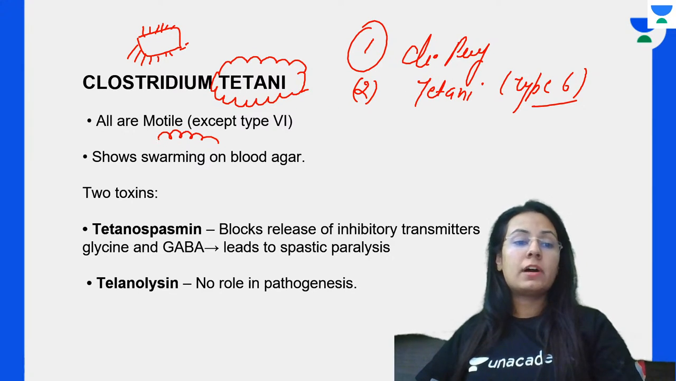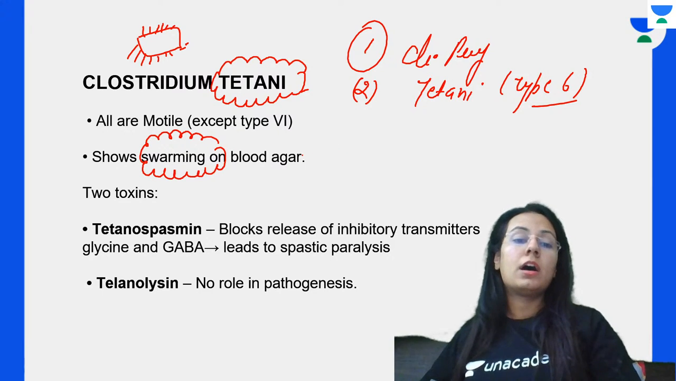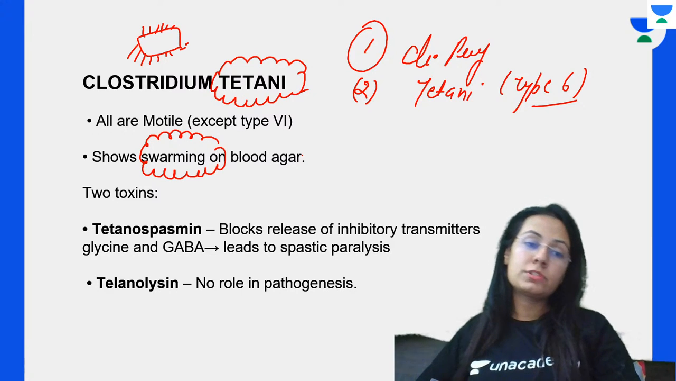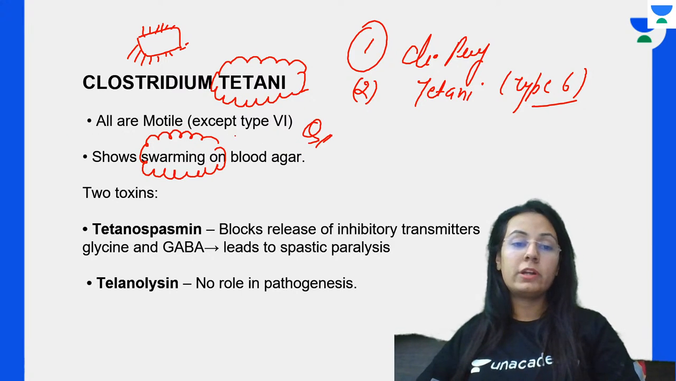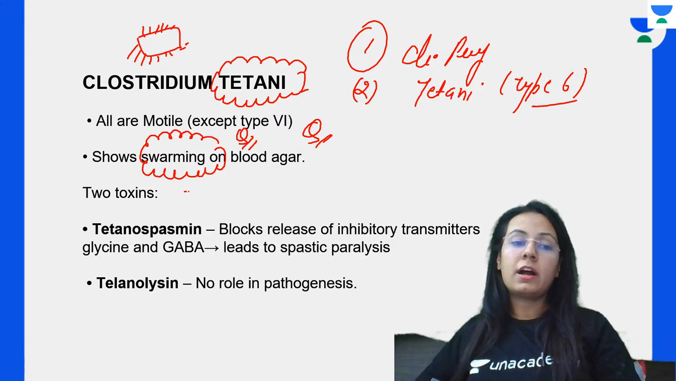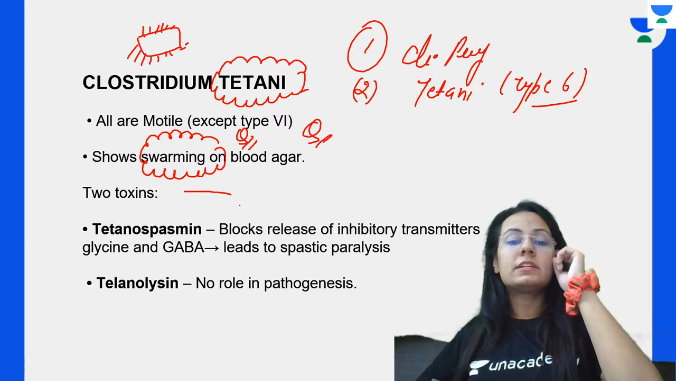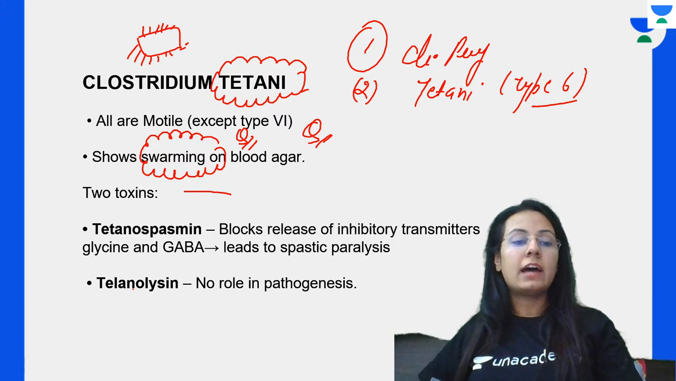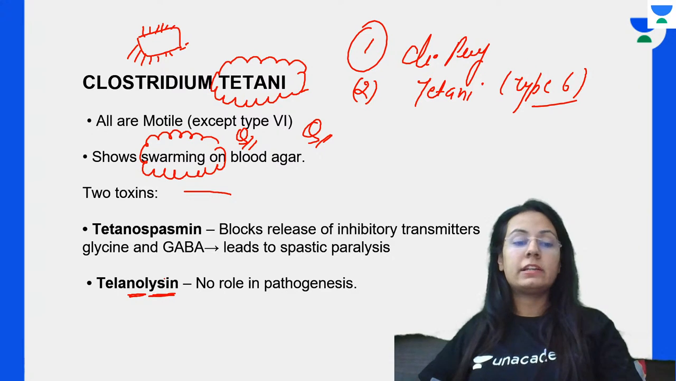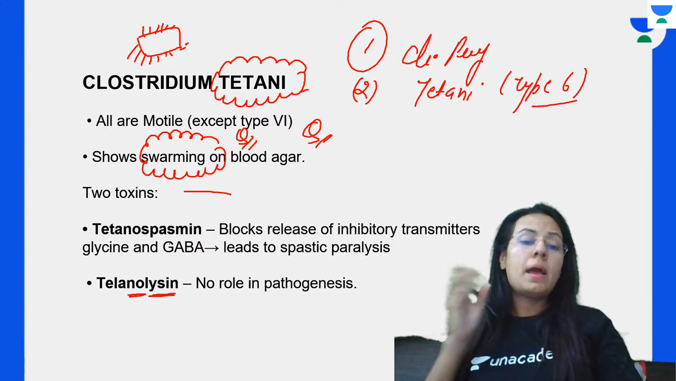And they show swarming motility on the blood agar. Swarming motility is mainly caused by Proteus, Vibrio parahaemolyticus, and Clostridium tetani. Please remember this one point, that they show swarming motility on the blood agar. It has two toxins, one is tetanolysin, but it has no lysin activity, that is, no role in the pathogenesis.